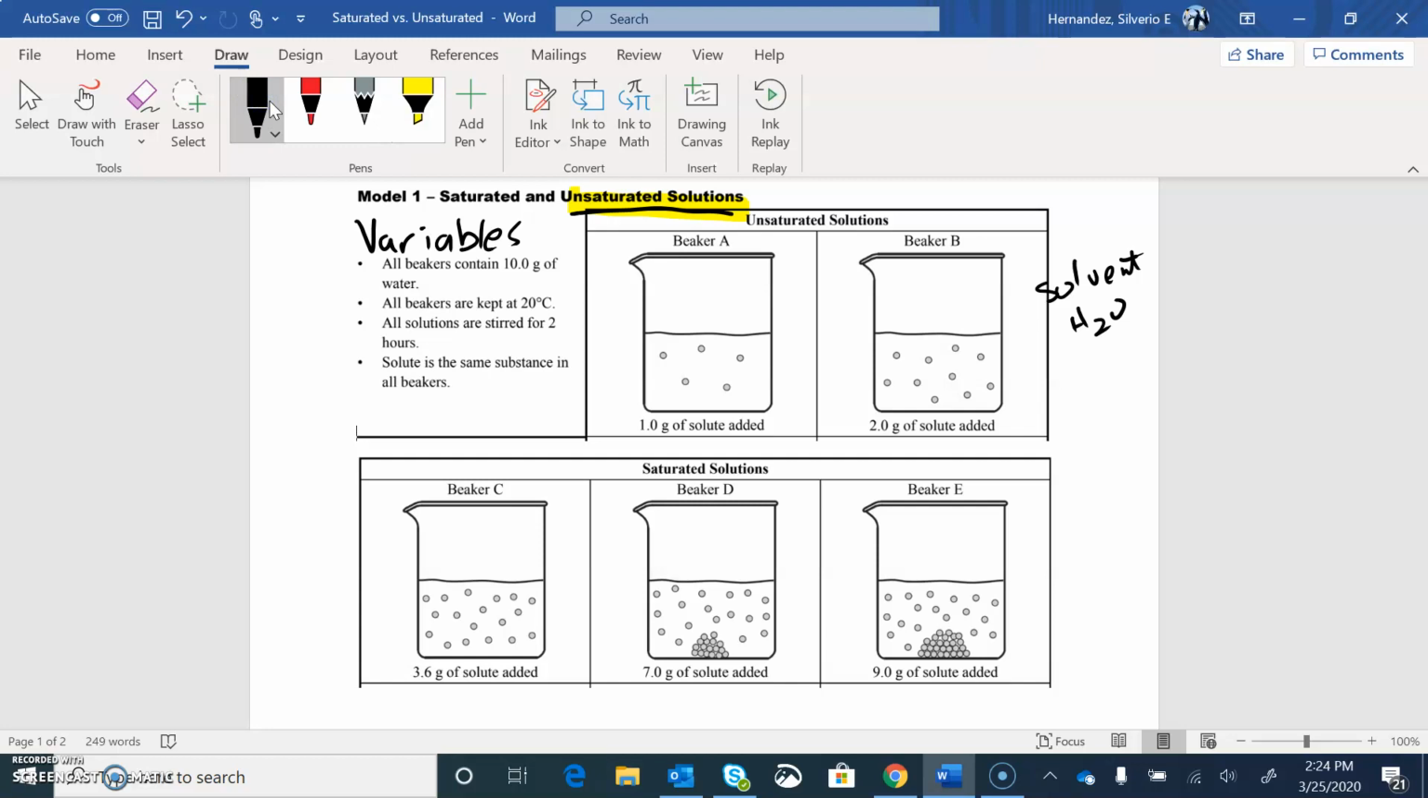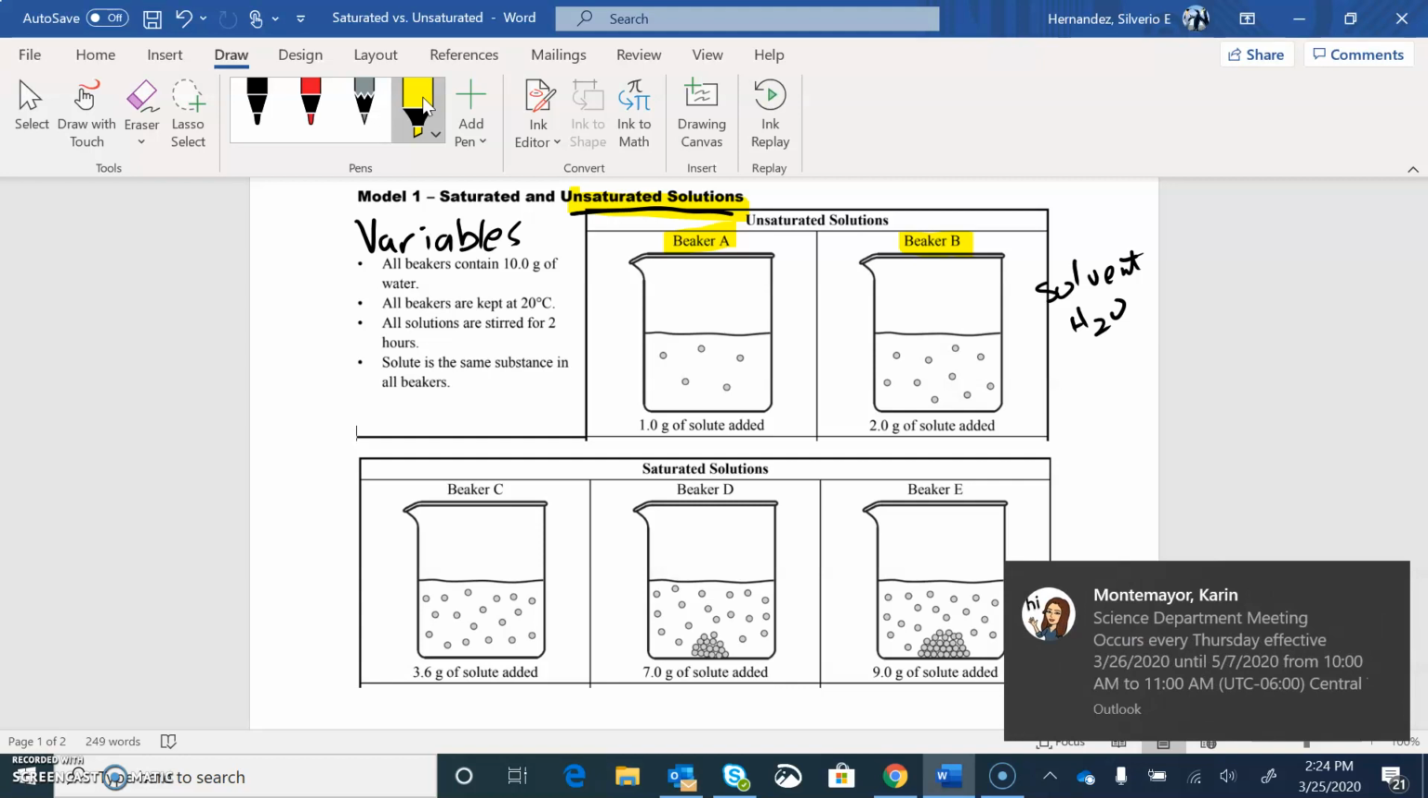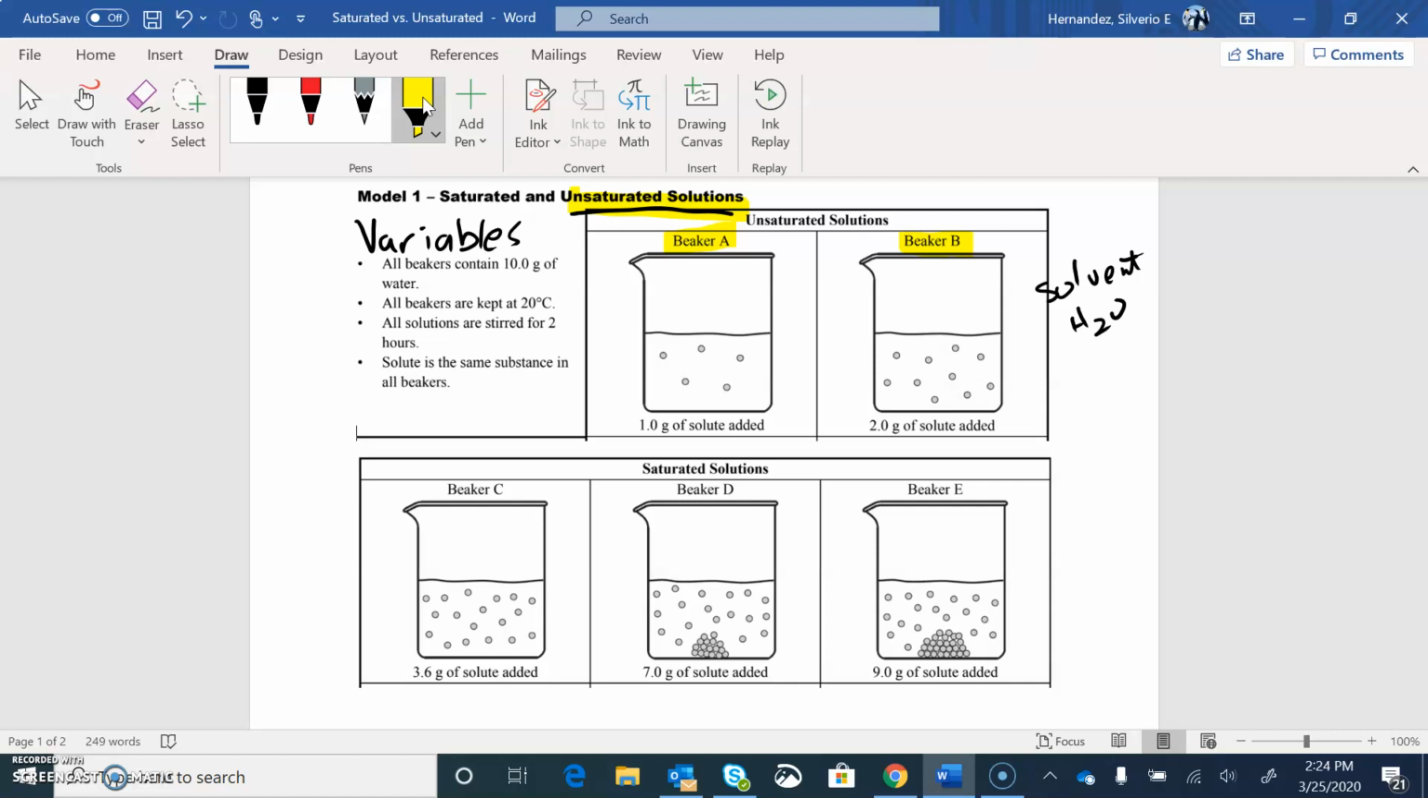The two beakers that are classified as unsaturated solutions are going to be beaker A and beaker B. Beaker A and B, I know that they are unsaturated because there are no solid particles precipitating down to the bottom of the beaker. So if I don't see anything precipitating down to the bottom of the beaker, I'm going to say that they are unsaturated solutions.